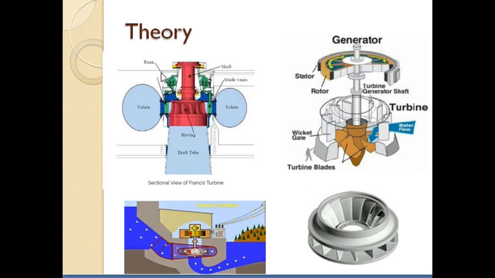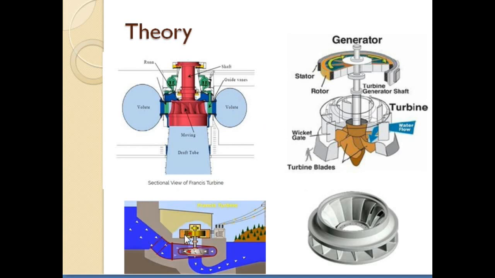And there is a volute casing. This has a gradually increasing cross-sectional area. This helps to supply uniform velocity fluid to all the runner blades present in this area. So to get uniform flow all over the blades, the volute casing is used.